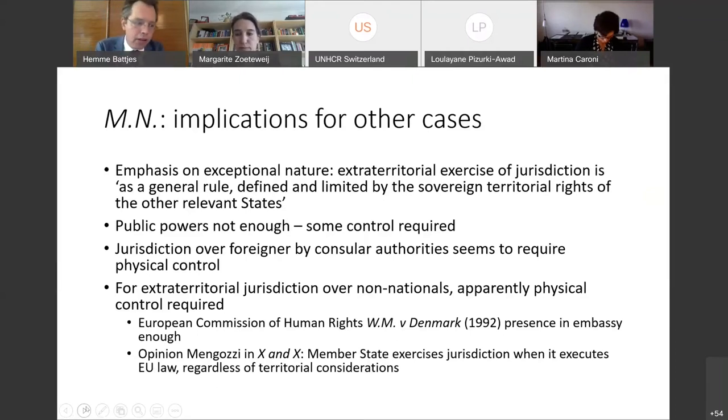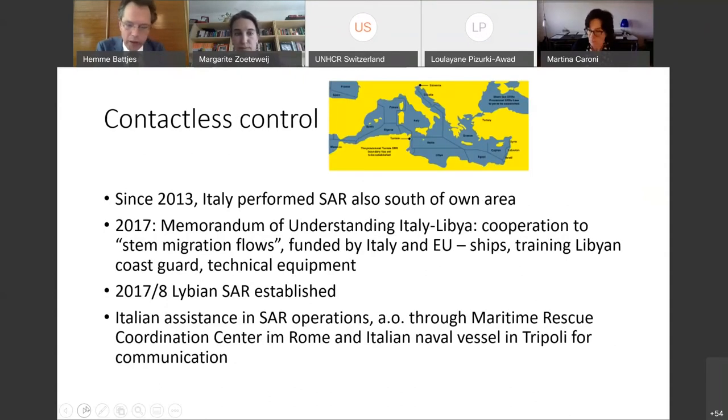So M.N. is, I think, a disappointment where it comes to assuming extraterritorial jurisdiction as regards the applications for visas, but it also bodes ill for other cases on extraterritorial jurisdiction if they are to be brought before the court. As, for example, the activities of the liaison officers at foreign airports.